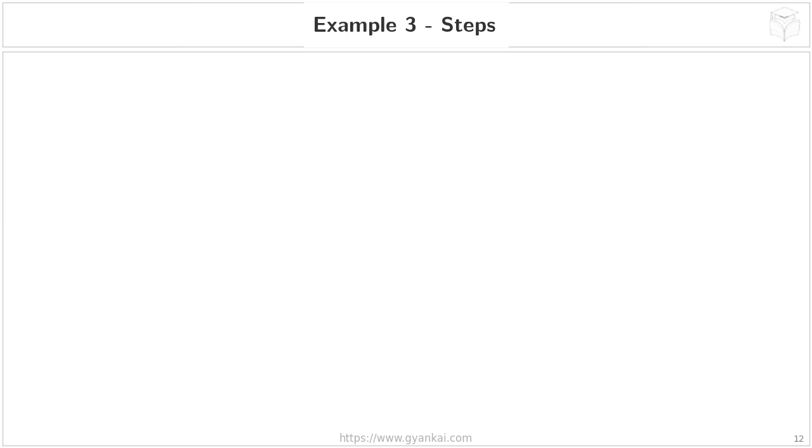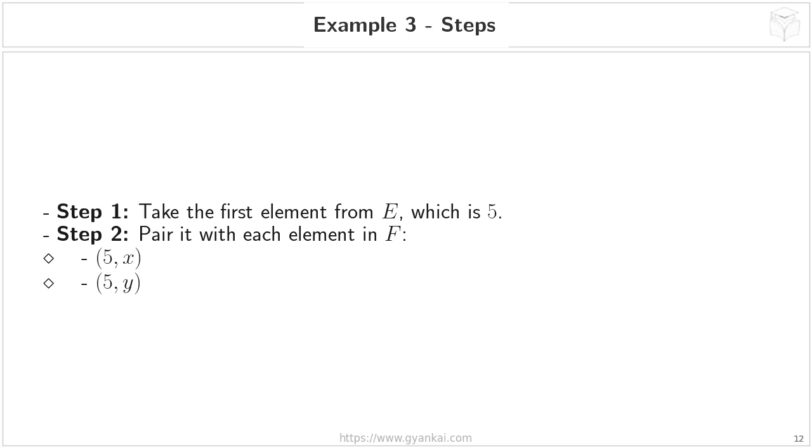Example 3, steps. Step 1 tells us to take the first element from set E. That element is 5. Step 2 instructs us to pair this element, the number 5, with each element in set F, so we'll create an ordered pair with 5 as the first element, and the first element of F, which is x, as the second element. This gives us the ordered pair 5x.